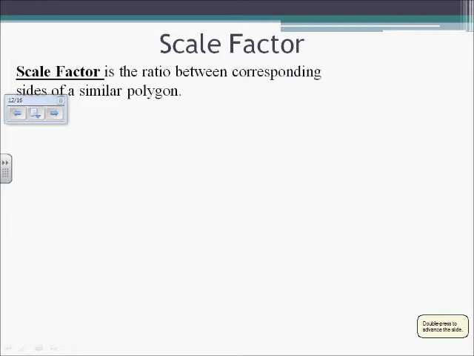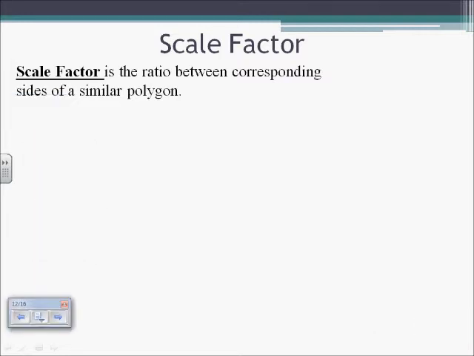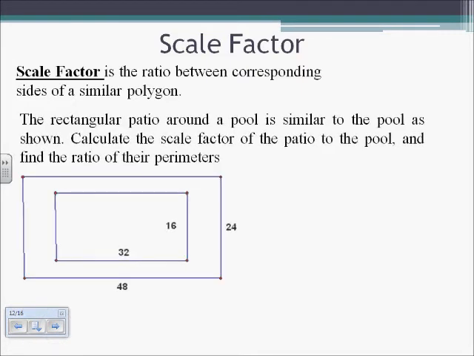Alright, next section here. Scale factor is the ratio between corresponding sides of a similar polygon. Let's apply that statement. The rectangular patio around a pool is similar to the pool as shown. Calculate the scale factor of the patio to the pool and find the ratio between their perimeters.